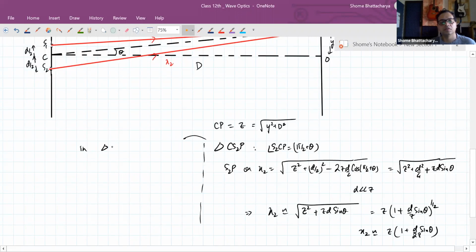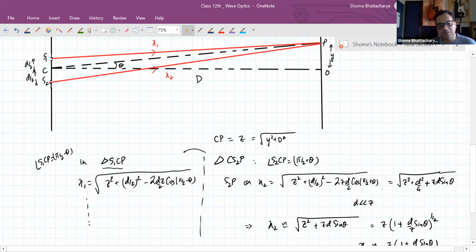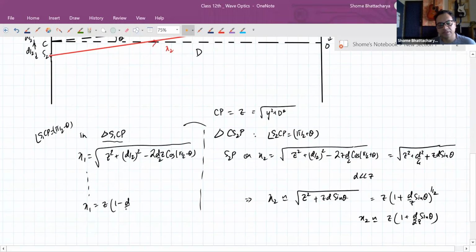Now similarly, if you do an analysis in triangle S1CP, by the same kind of steps you will get x1 as square root of z square plus this minus 2 into d by 2 into z, but this time it will be cos of pi by 2 minus theta. So you can see that in this triangle, angle S1CP is actually pi by 2 minus theta. It's an acute angle because you've taken the point P above the point O. So with the same steps, you will get x1 with all the approximation as z into 1 minus d by 2z sine theta to the power half.